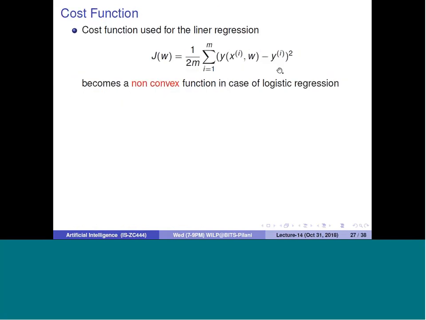Now we wanted to find out how good we are. So again, the same kind of formulation we can use, by putting in J(w), that is the same formulation. But the point is that this time the function is not convex. What do we mean by non-convex?